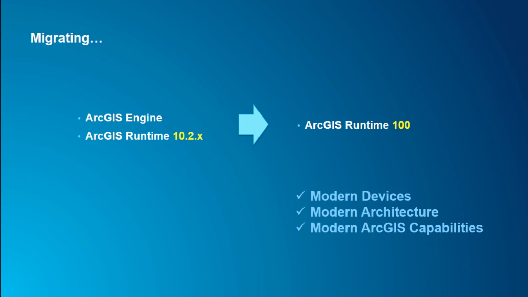You might also think about why migrate other than product lifecycles. Well, the ArcGIS Runtime 100 is designed and built on a modern architecture. And the intent with that was to be able to support all of the ArcGIS capabilities across a range of different devices. So not just Windows and Linux, of course we still support those, but also Android and iOS as well. So the modern devices that people are using today and demand applications on, ArcGIS Runtime supports that range of devices.